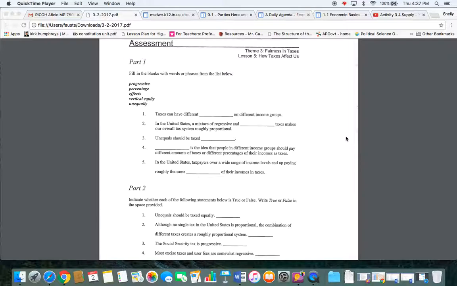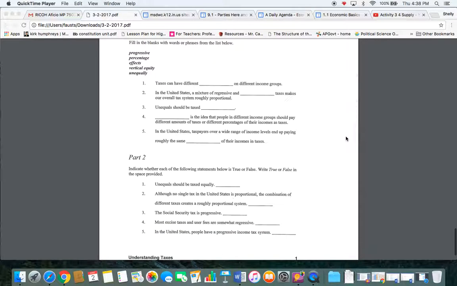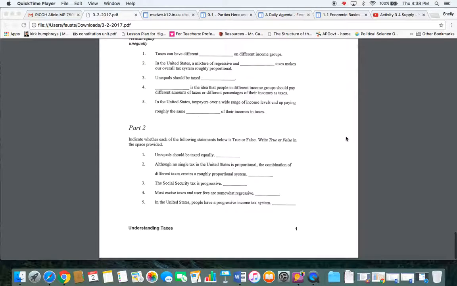We tax people unequally, this idea of vertical equity, and this idea that eventually by doing all of these, because we have so many regressive taxes, that eventually it will all equal out. So unequal should be taxed equally. We've already said that is false. Unequal should be taxed unequally. Although no single tax in the United States is proportional, the combination of different taxes creates this proportional system. That's number 2 at the top, so that is true.